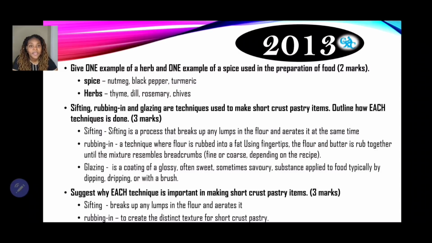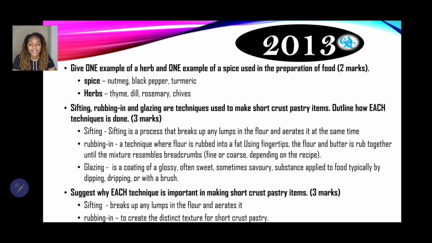First one, give one example of a herb and one example of a spice used in the preparation of food. 2 marks. So examples of spice we have here are nutmeg, black pepper or turmeric. That is 3 for you to choose. You just need 1. Good. And for herbs, we have thyme, dill, rosemary, and also chives.